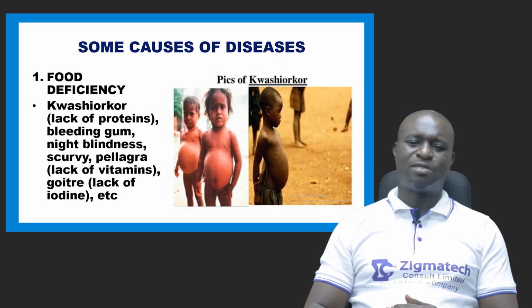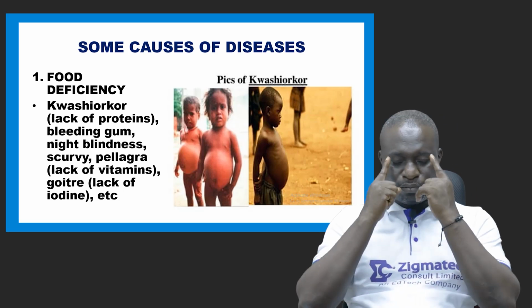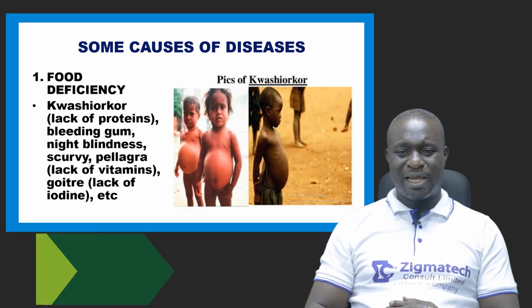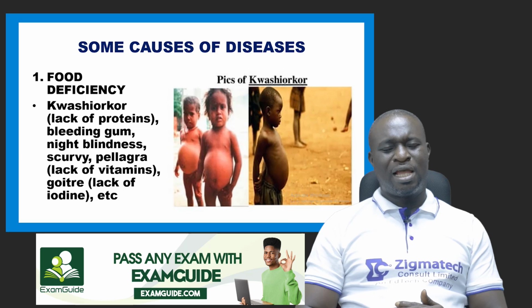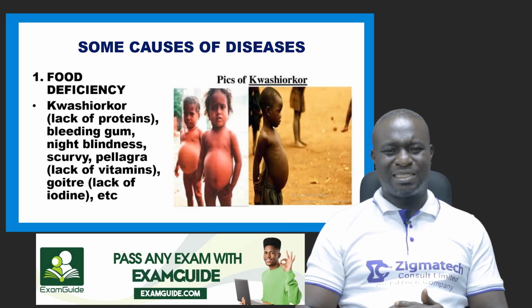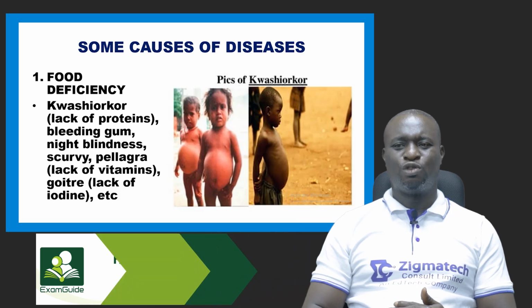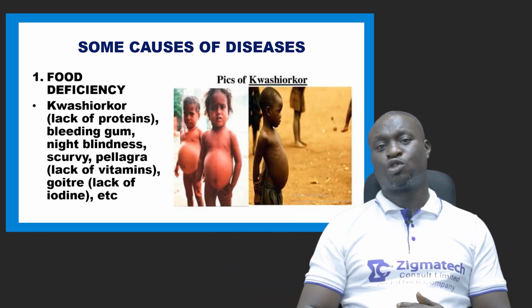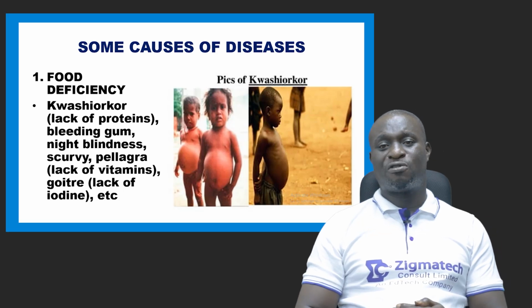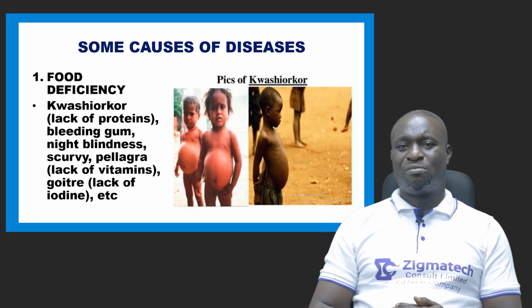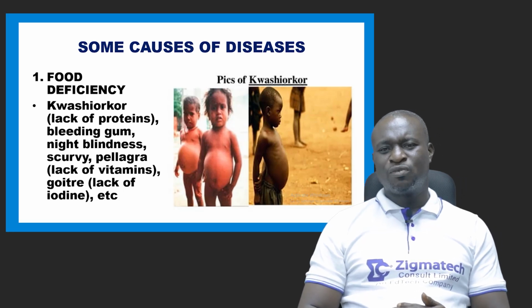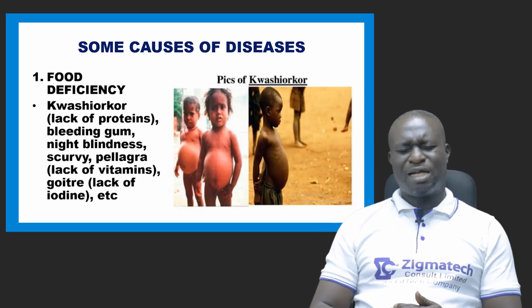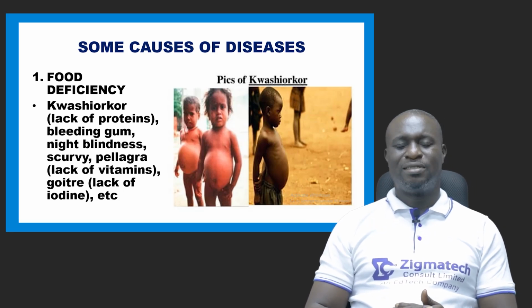For instance, we have night blindness, which is due to lack of vitamin A. And then we also have goiter. Goiter is also another example of a food deficiency disease, and is caused by lack of iodine. We also have hemophilia, which is lack of vitamin K. We have scurvy. We have sterility. We have rickets. We have beriberi, and so on. All these are lacks of food, or these are food deficiency diseases.